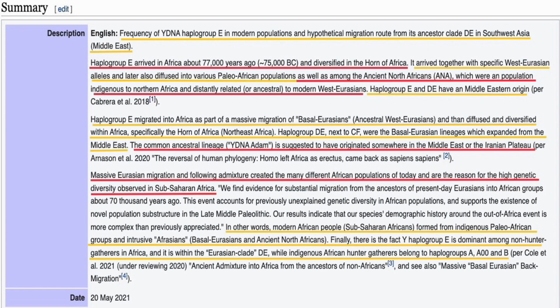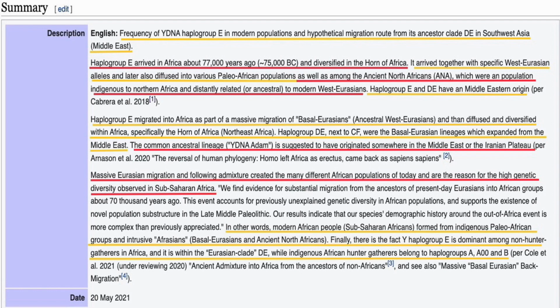It arrived together with specific West Eurasian alleles and later also diffused into various Paleo-African populations, as well as among the ancient North Africans, which were a population indigenous to northern Africa and distantly related or ancestral to modern West Eurasians. Haplogroup E and DE have a Middle Eastern origin.